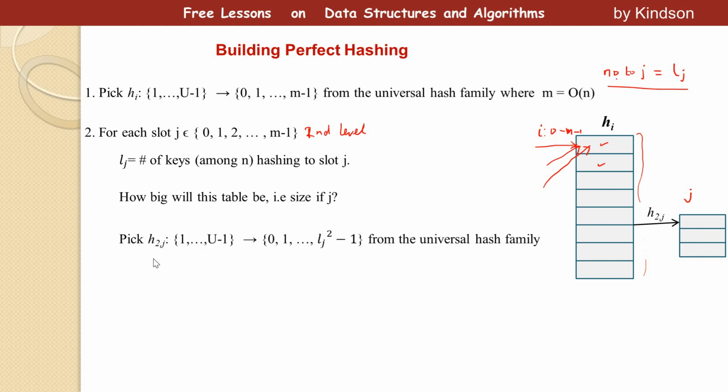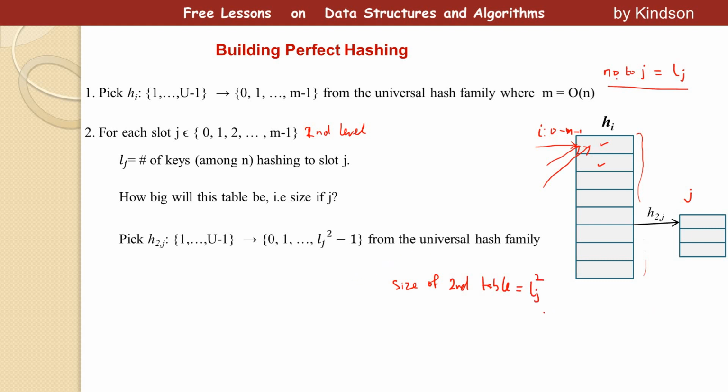What we are going to do is to choose the second hash function h2 of j, also from the universal hash family, but in this case it is going to map to 0 to lj squared minus 1. So what we are saying is that the size of the second table is equal to lj squared.